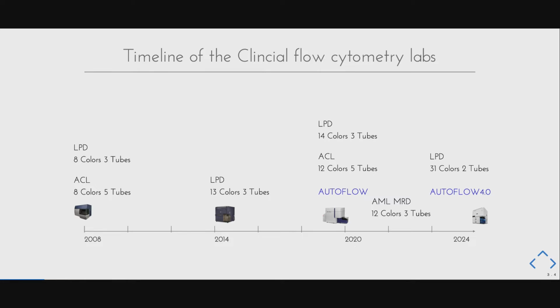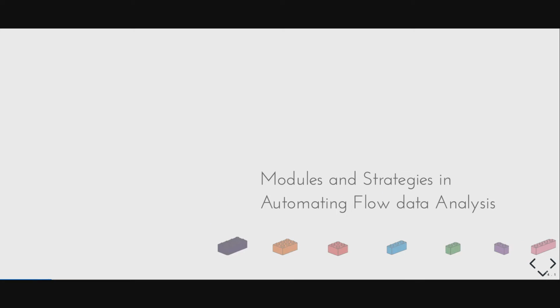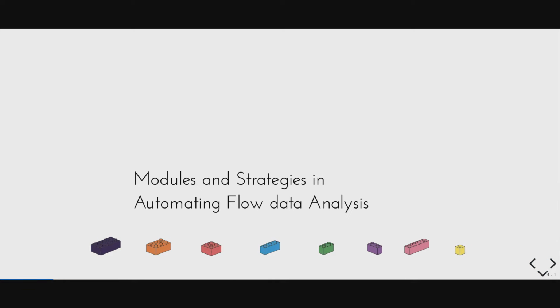Apart from this development of clinical high-parameter flow cytometry, we are also an early adopter of automating data analysis in the clinical lab. In 2020, which is 4 years ago, we developed and implemented an automated program to replace the manual analysis for all the LPD cases in the clinical flow lab at BC Cancer. All right, so let's dive into the main topic: how to automate flow cytometry analysis in the clinical lab.